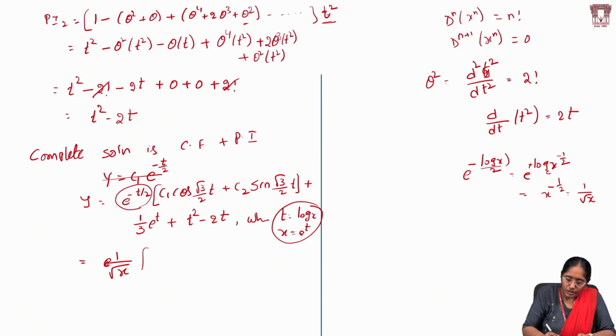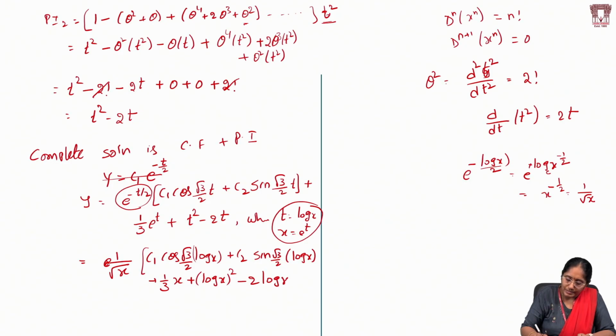1 by root x into c1 cos root 3 by 2 into log x plus c2 sine root 3 by 2 into log x, plus 1 by 3 into e power t, which is replaced directly with x, plus t square, where t is replaced with log x, whole square, minus 2 log x. Now this is the complete solution or general solution.